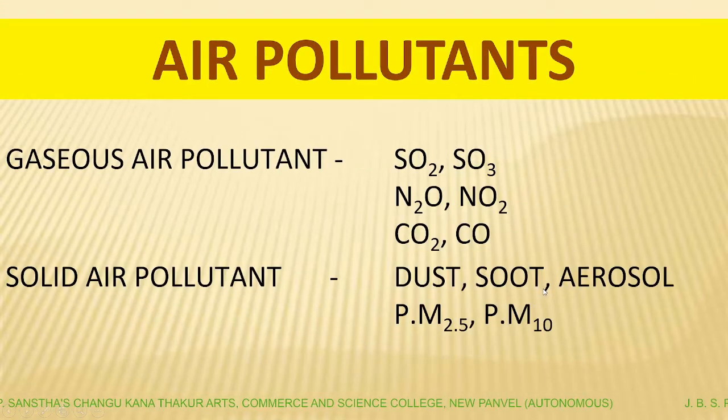Air pollutants are those substances which cause unwanted and undesirable effects on human beings when they enter the atmosphere. So broadly, air pollutants can be divided into two types. Gaseous air pollutants, which are gaseous in nature. For example, oxides of sulfur like SO2, SO3, oxides of nitrogen like N2O, that is nitrous oxide, NO2, nitrogen dioxide, carbon dioxide and carbon monoxide.